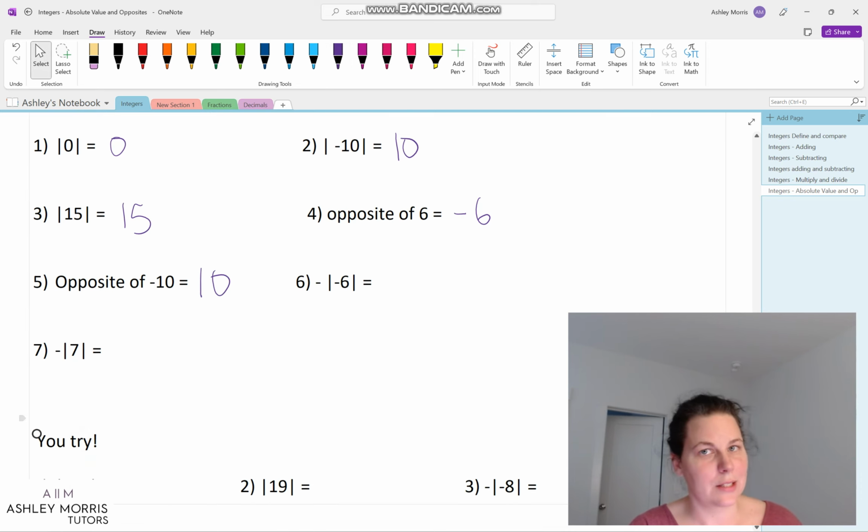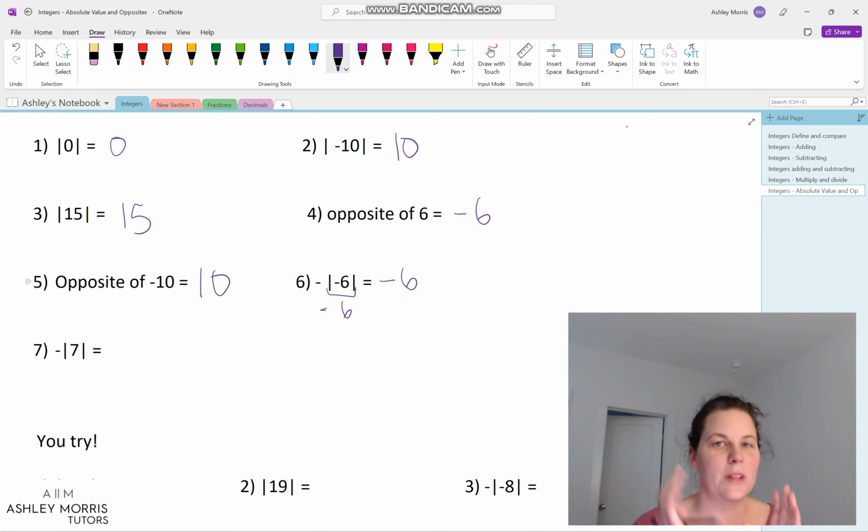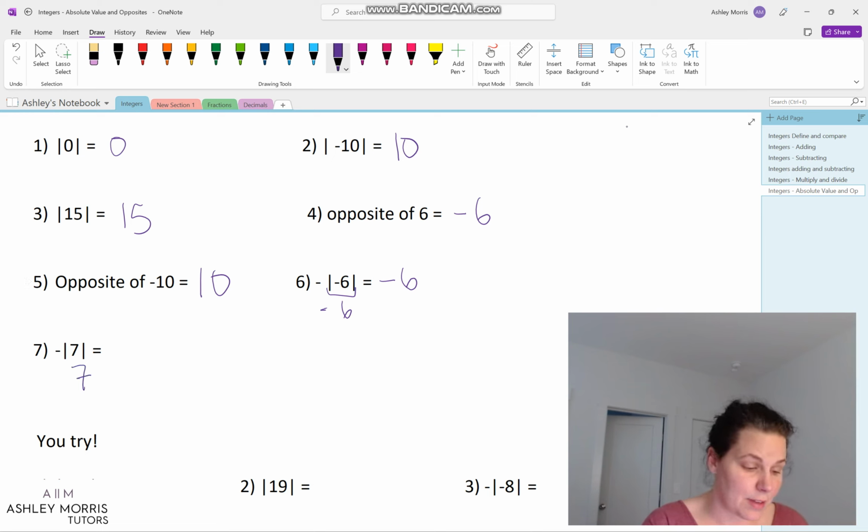All right, now here we're getting into some fun stuff. The negative out front, you would read that as the opposite of the absolute value of negative 6. So let's do the stuff on the inside first. What's the absolute value of negative 6? This becomes 6. And then this opposite of 6 is negative 6. So do the absolute value first and then deal with that negative sign out front. Same thing here. What's the absolute value of 7? 7, and then stick that negative back out front.